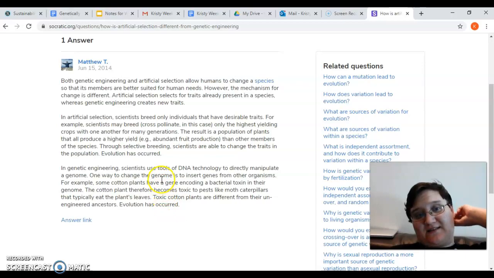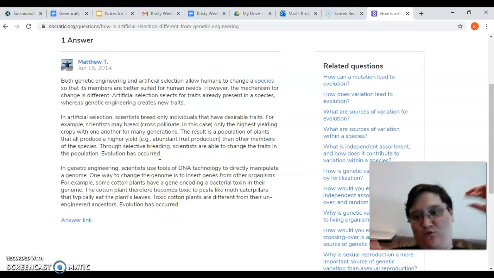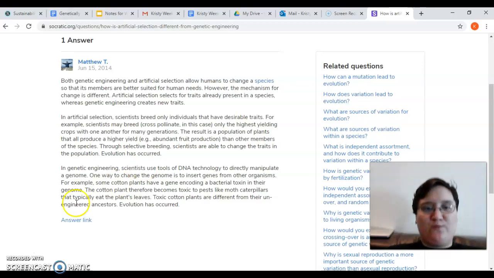Whereas with artificial selection, again, we're making the trait happen more, but we didn't create that trait, right? With genetic engineering, humans are coming in and actually creating these traits.